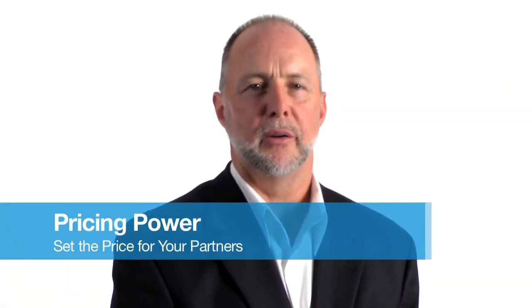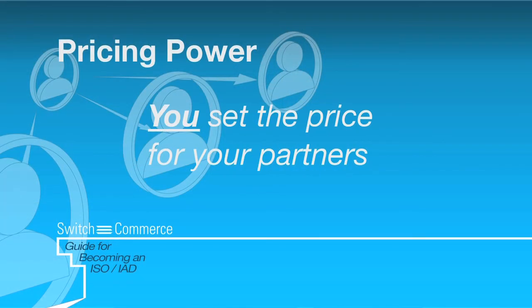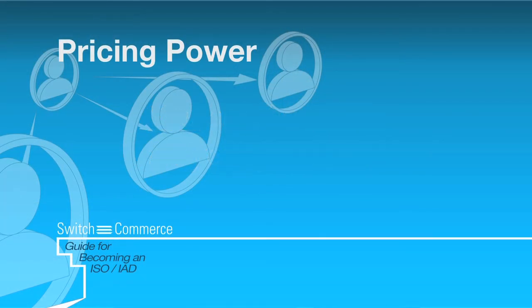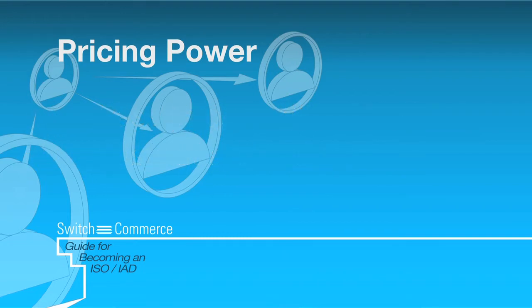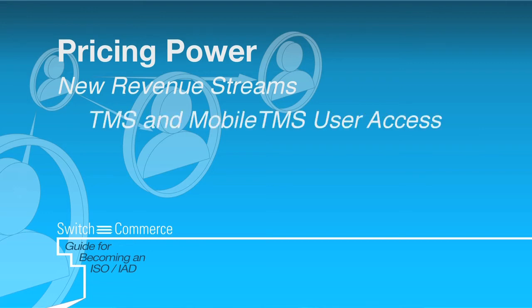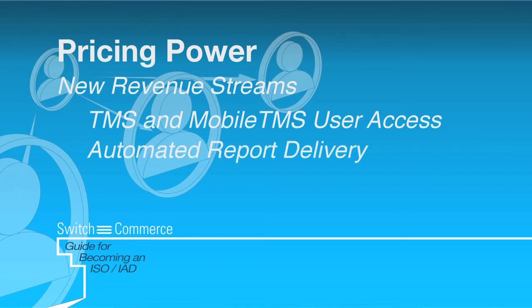Last would be pricing power. As the IAD, you set the price for your partners. You also have the ability to pass through all network costs at a premium and benefit from new revenue streams which you control, such as TMS and mobile TMS user access, automated report delivery, and compliance.